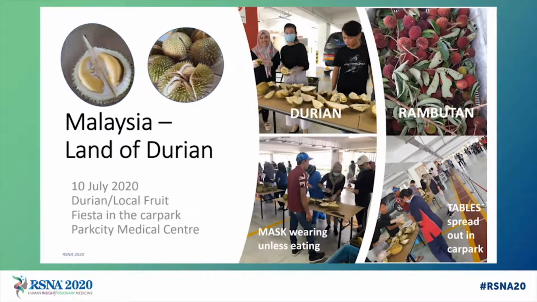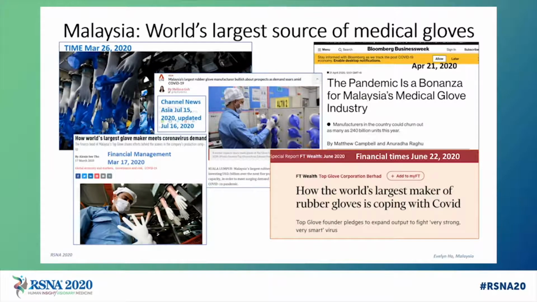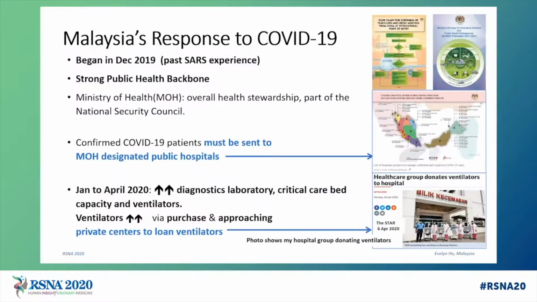Malaysia is famous for its durians, especially the Musang King. Park City is treating staff to durians and rambutans, a welcome relief for respite from COVID-19 fatigue. The pandemic has also increased awareness that Malaysia is the world's largest source of medical gloves, producing about 65% of the world's needs. Preparations for COVID-19 began in December 2019 after hearing of some unusual pneumonia in Wuhan, China.